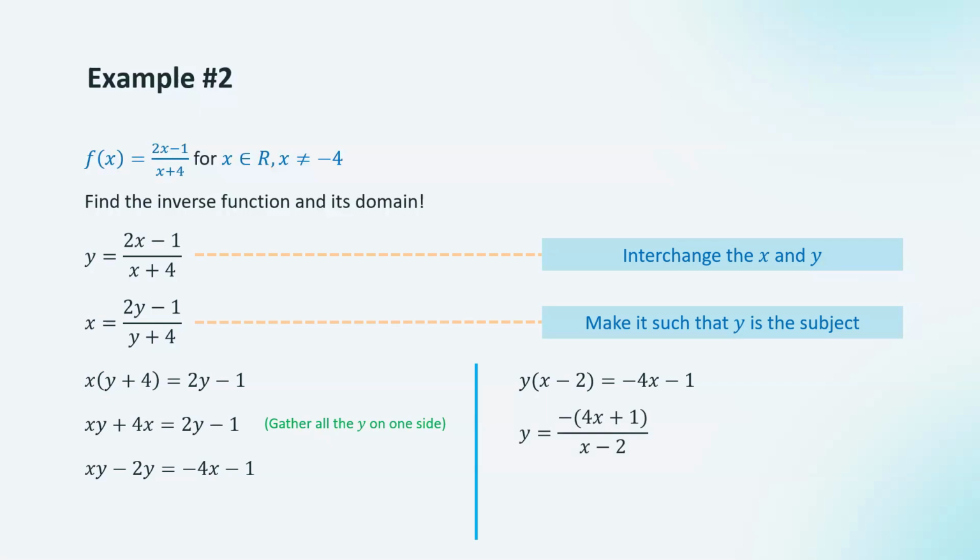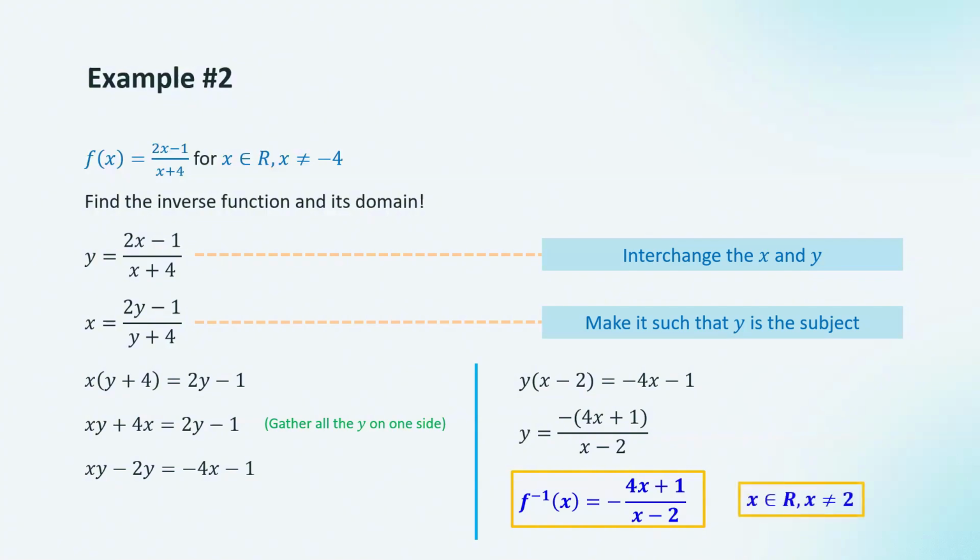But remember, we are not done yet. We have to replace y with f to the power of minus 1 of x. So this is our inverse function. Now, how can we find its domain? It's going to be very simple. We just have to take a look that this function is actually a normal function, just like the one in the problem. You can say that it's going to be defined for any real values. It's just that the denominator cannot be 0, which means x cannot be equal to 2. So this is the domain of the inverse function.